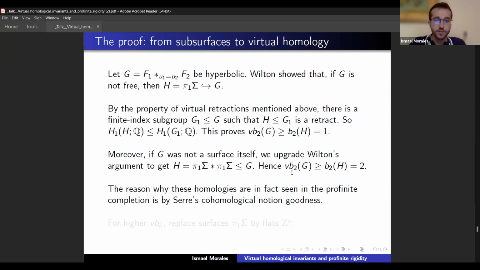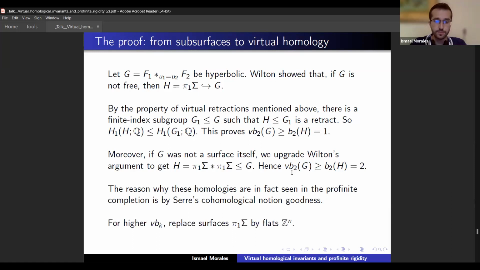I should comment the reason why these homologies are also seen in the profinite completion is by this notion of Serre of homological goodness. So this is what's hidden behind the applications to profinite rigidity.